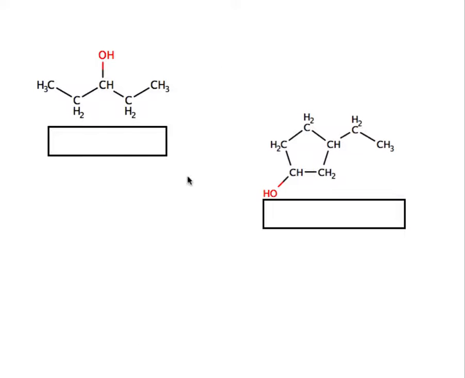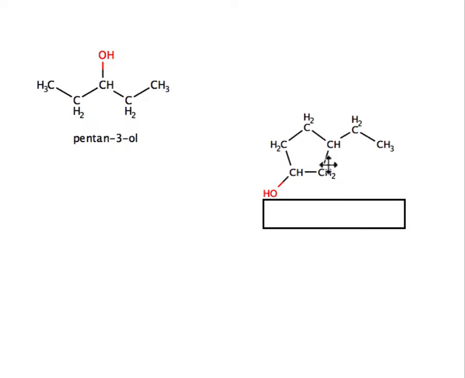Finally, here's a secondary alcohol, carbon containing a functional group bonded to 2 other carbons. I need to position that OH group, that hydroxyl group, and so it's going to be on carbon 3 of a 5-carbon chain, pentan-3-ol.